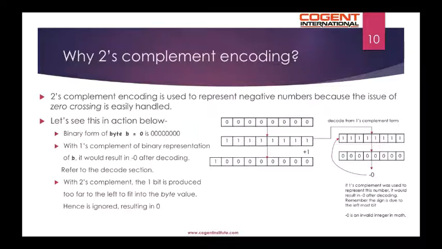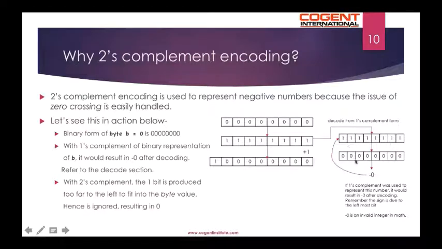Now why is 2's complement encoding used? 2's complement encoding is used to represent negative numbers, as we have seen, and this helps us avoid the issue of zero crossing. Let's see this with an example. We'll consider the binary form of byte B, which is assigned a value of 0. 0 is represented as 00000000. Pretty straightforward. So if we convert this into the ones complement, we get all ones. Now if ones complement had been used, to get back the original value we would take the ones complement of this representation, which would result in all zeros, and the most significant bit, which would be 1, would be used to represent the sign.